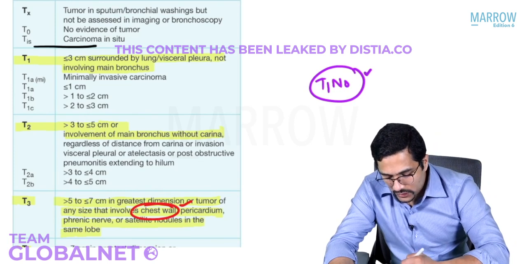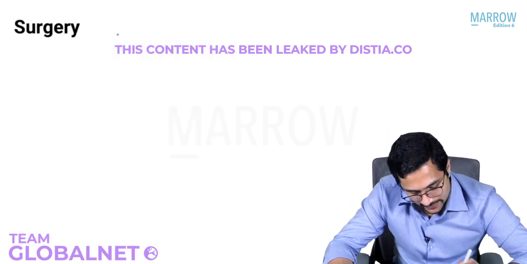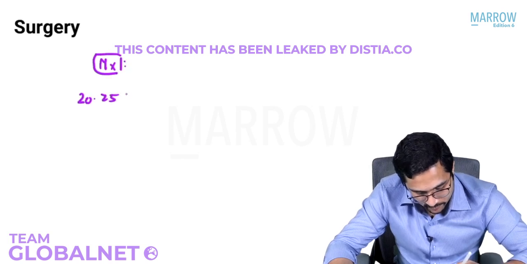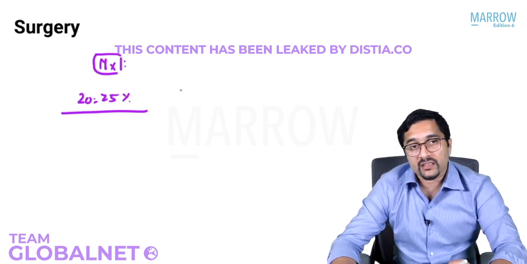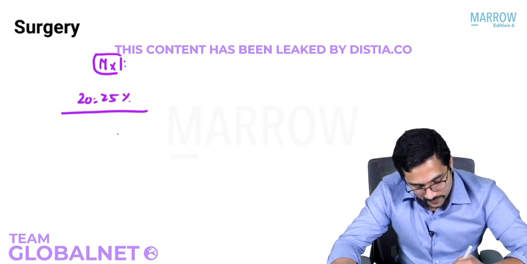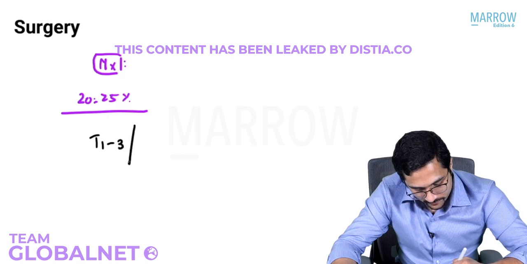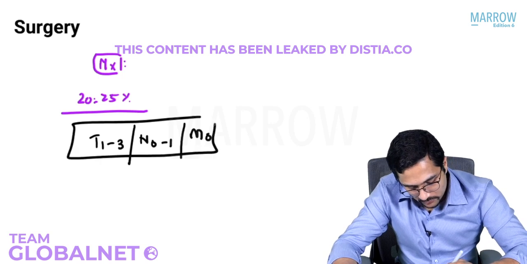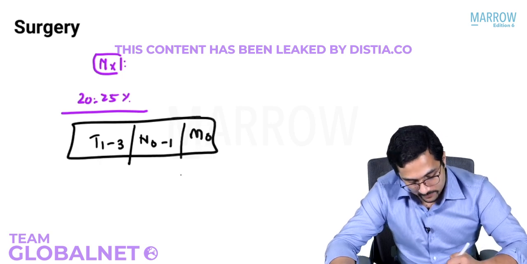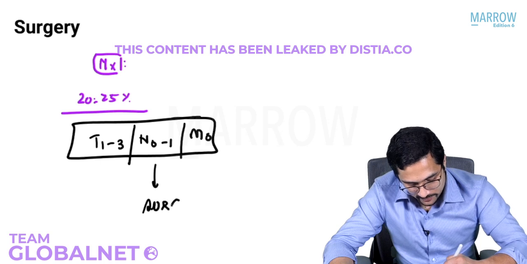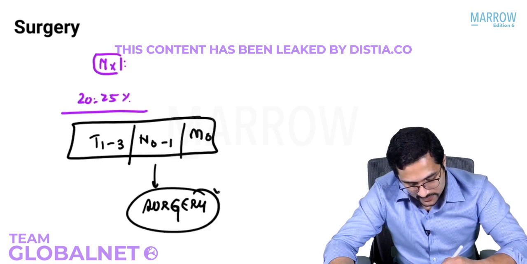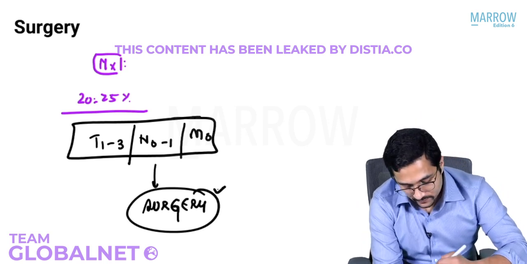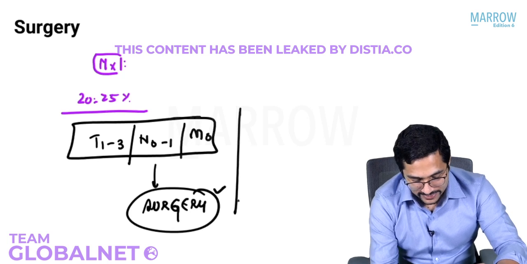Now, how do we manage these patients with lung cancer? So management of patients with lung cancer, I told you only 20 to 25% patients are amenable to surgical resection. And only those patients who are T1 to T3, N0 or N1, M0. These are the patients where surgery can be carried out. In all other patients, it is considered as locally advanced and we cannot carry out surgery in those patients.